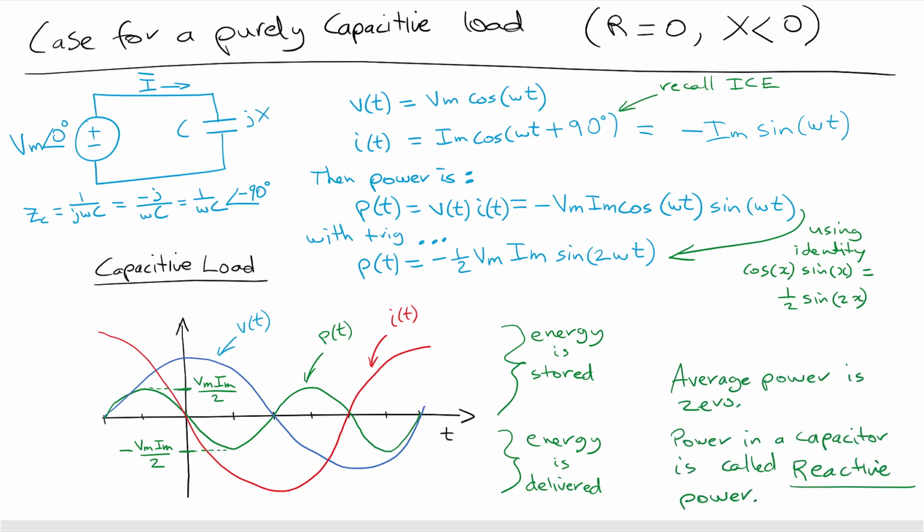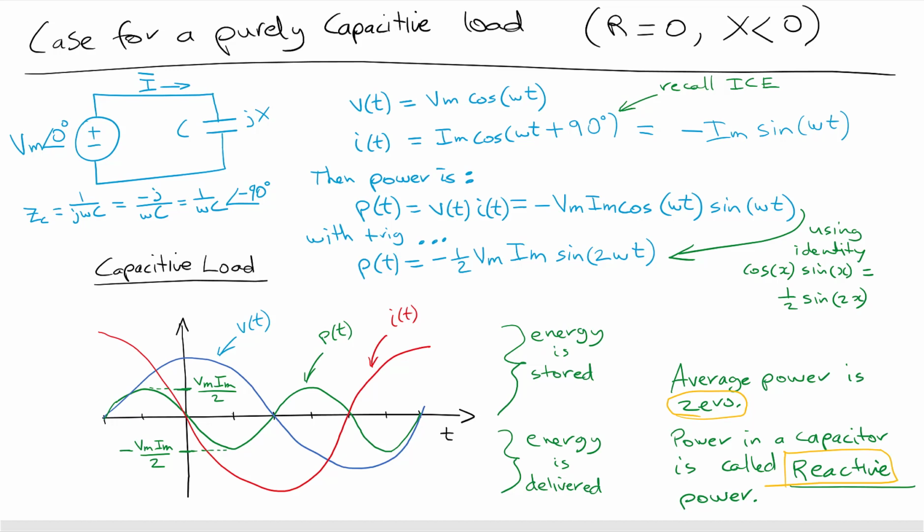And we notice that the average power is 0, and we define the power in a capacitor as reactive power. So it's not absorbed or dissipated, rather, as heat energy, as in the case of the resistor. The reactive power sloshes back and forth from being stored and being delivered from the capacitor.